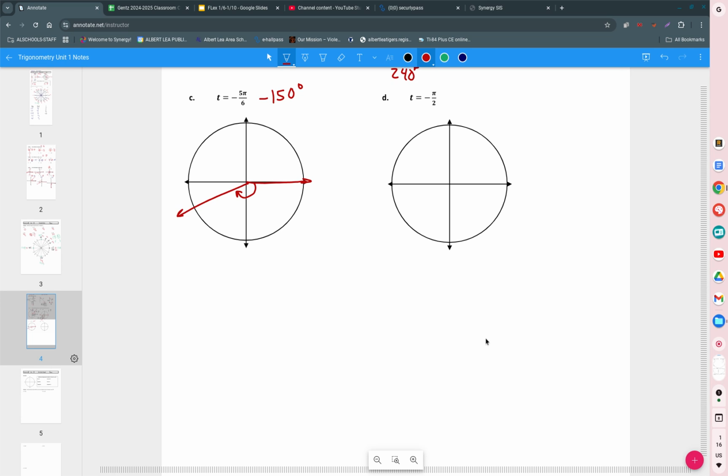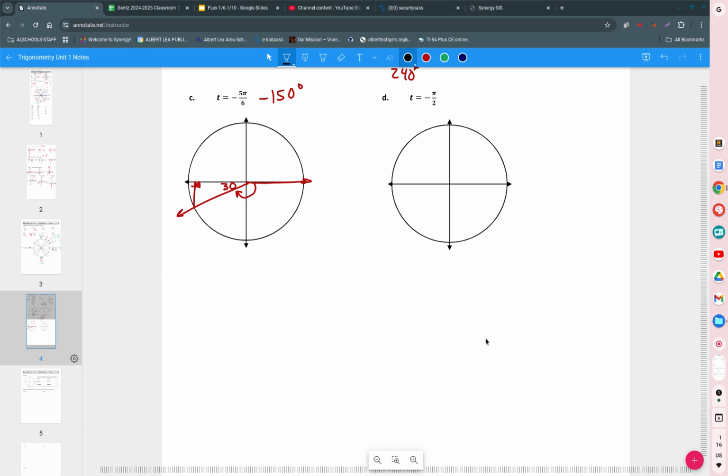Draw my triangle against the x-axis. How many degrees before I get to negative 180? What's going to be that angle measure right there? 30. So do I have a 45, 45, 90 or a 30, 60, 90? Yeah, 30, 60, 90. Well, that's easy.